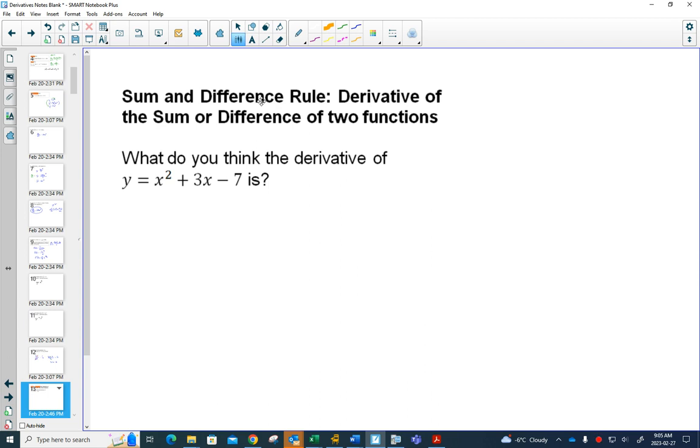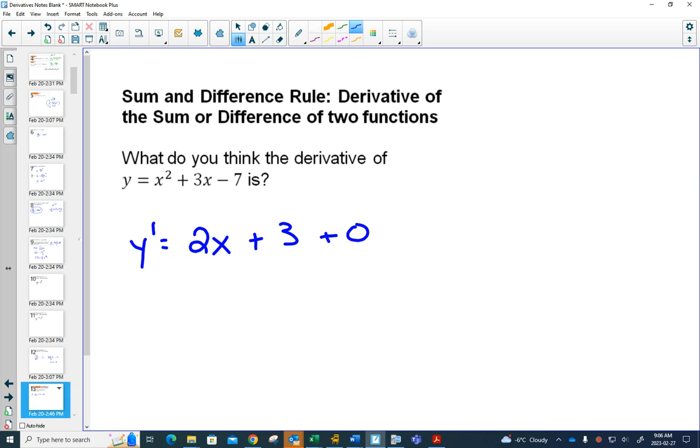and you're like, well, I know what the derivative of 2x is. I know what the derivative of 3x is. And I know what the derivative of minus 7 is. The derivative of x squared is 2x. The derivative of plus 3x would be plus 3. And the derivative of a constant is 0. Wouldn't it be nice if this is what the answer was for the derivative?